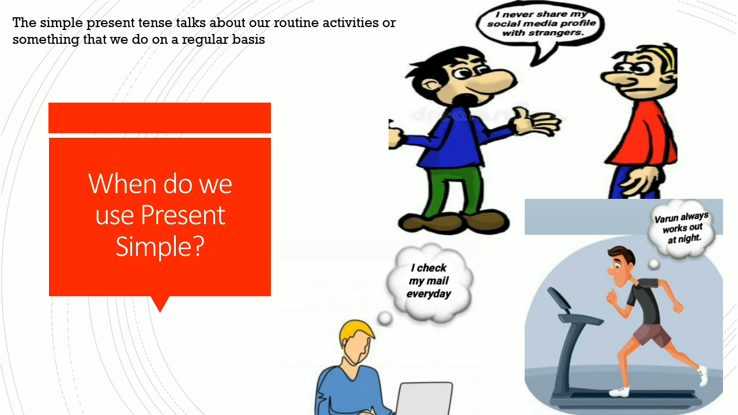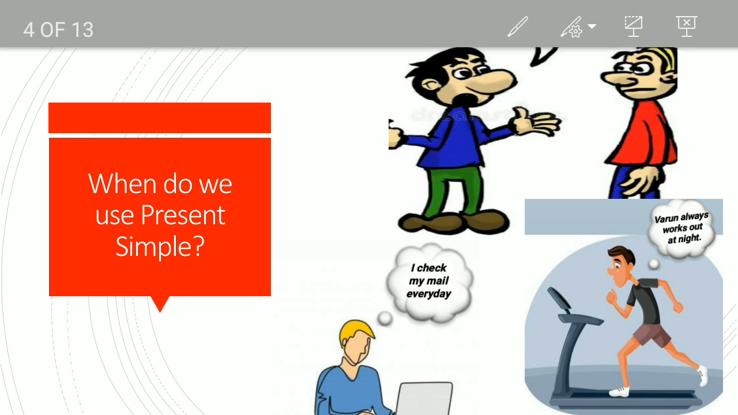The simple present tense talks about our routine activities or something that we do on a regular basis. यानी जो routine activities हम करते हैं या जो हम regular basis पे हम करते हैं उसके बारे में अगर हमको किसी को बताना है तो हमको simple present tense में बात करनी होगी. Look at this picture. I never share my social media profile with strangers. तो strangers के साथ वो अपना social media profile नहीं share करता है.